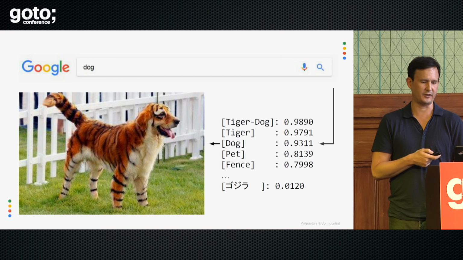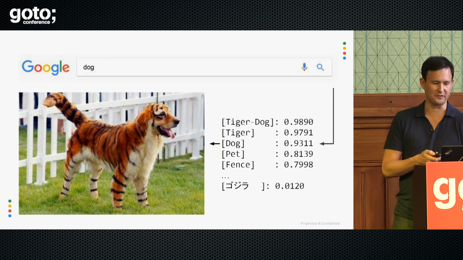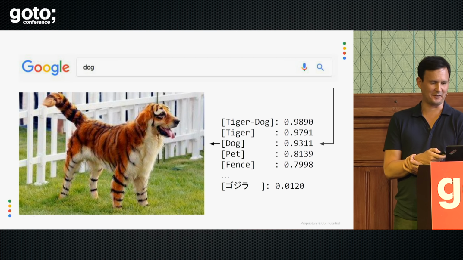In this case, I have no idea where this label came from. I just love this slide. I found it in another person's deck. Of being a tiger dog. I guess it's a Halloween costume or something.